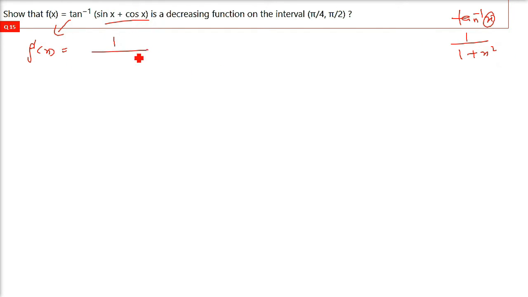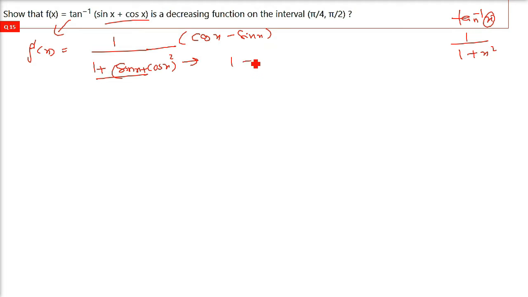So what is x in this question? It is sin x plus cos x. So it will be 1 by 1 plus sin x plus cos x whole square. And then the differentiation of sin x plus cos x, and sin x plus cos x differentiation is what? Cos x, and then cos x will be minus sin x. So cos x minus sin x divided by 1 plus sin x plus cos x whole square.